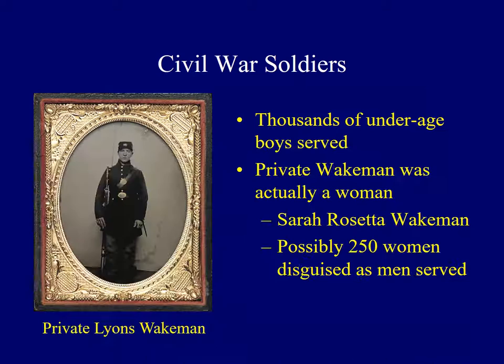Although the minimum age for service was 18, thousands of young men who were underage did serve. On the left, we see a photo of Union Private Lyons Wakeman, a member of New York's 153rd Regiment of Volunteers. But the soldier's real name was Sarah Rosetta Wakeman. She was one of possibly 250 women disguised as men who served in the war.